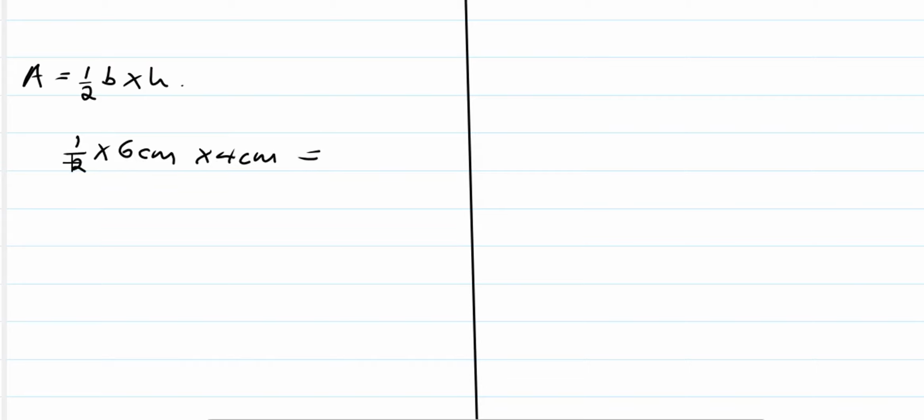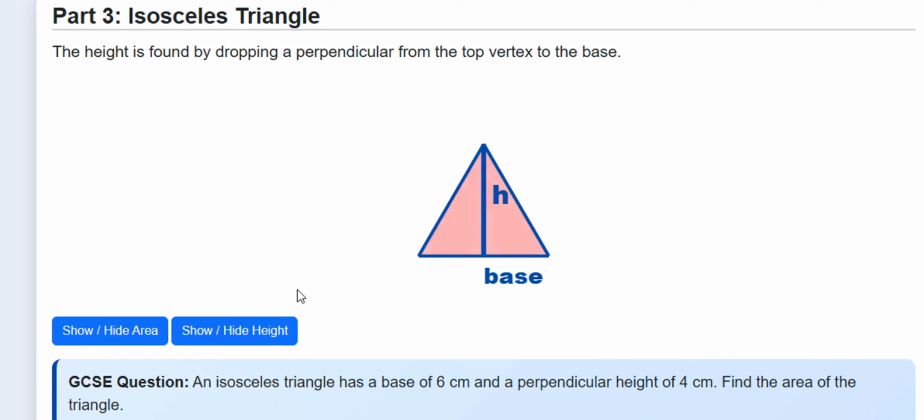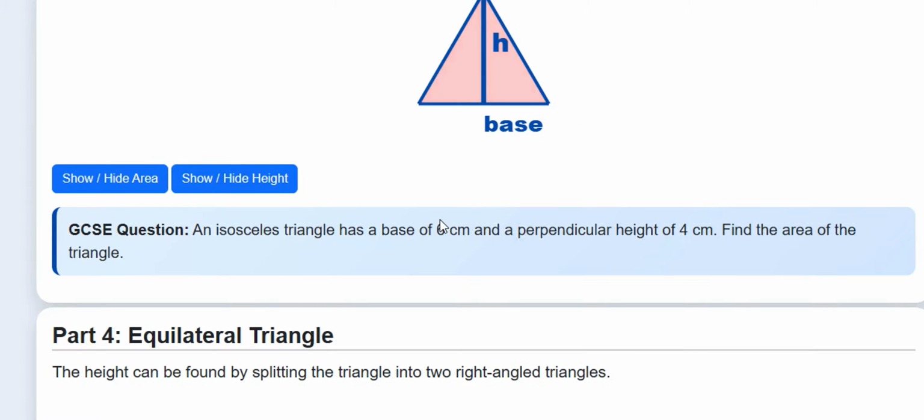So it becomes half multiplied by 6 multiplied by 4. 1 by 2, 1 by 2, 3. Then 3 multiplied by 4 is 12. And centimeter multiplied by centimeter will be centimeter squared. And that becomes the area of this isosceles triangle.